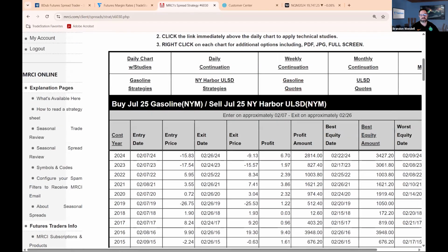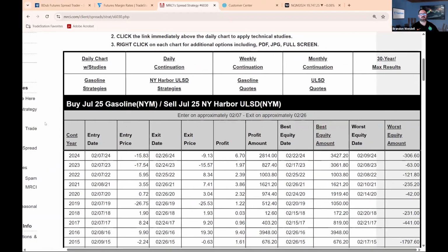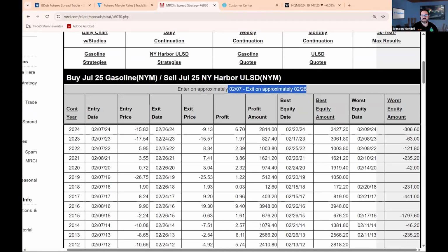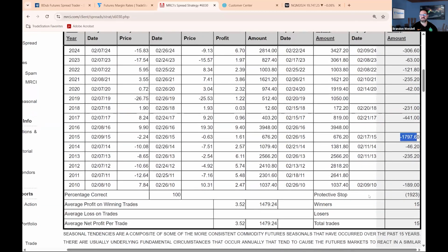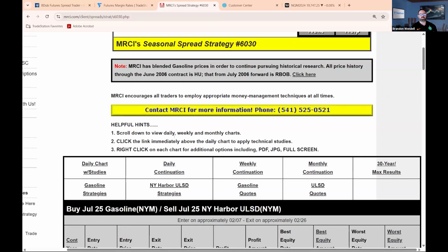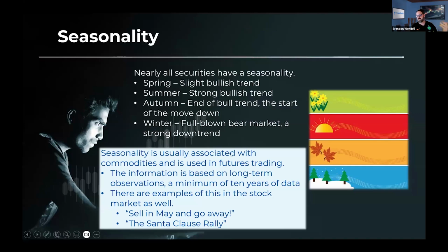There are drawdowns. In this case, it was a 100% winner, basically buying gasoline and selling crude heating oil on February 7th till February 26th. But look what happens at times. This one won $676, but at one point it was down almost $1,800. So sometimes you can get some pretty big drawdowns you have to be careful of. That's why I trade it using technical analysis. I just use this to identify what I might want to trade. You can find some of these seasonal spreads, but you have to pay for the services that tell you them, or just simply observe.